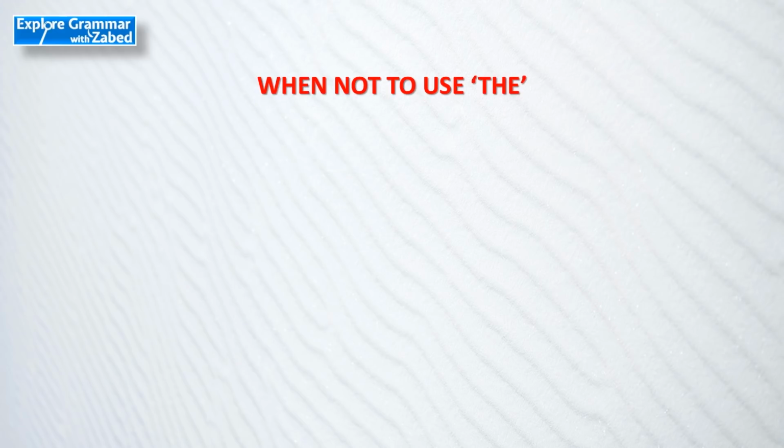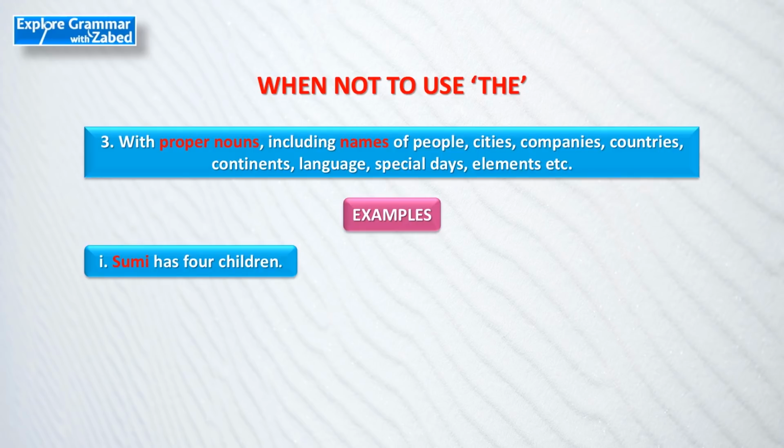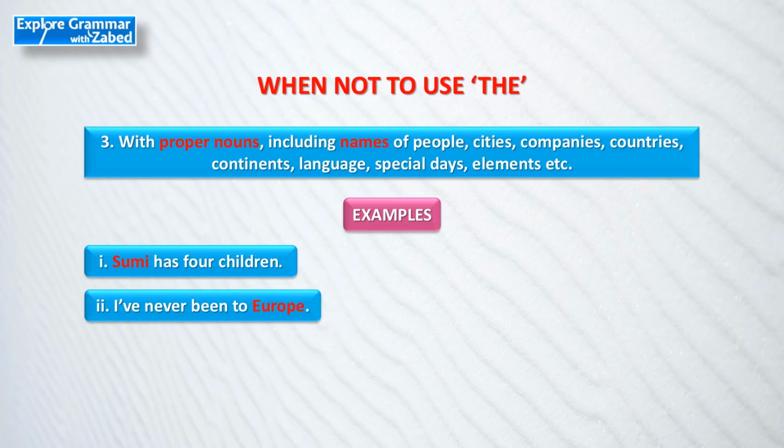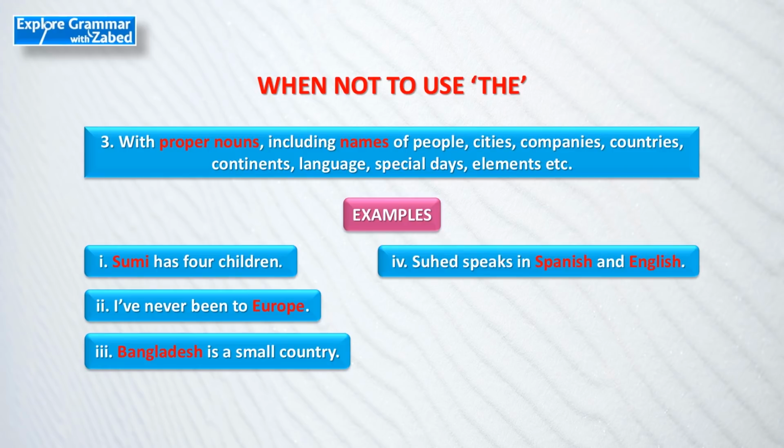We must not use article the with proper nouns including names of people, cities, companies, countries, subcontinents, languages, special days, elements, etc. Let's look into a few examples of it. Shumi has 4 children. I have never been to Europe. Bangladesh is a small country. Shohad speaks in Spanish and English. Apple and Microsoft are competitors.